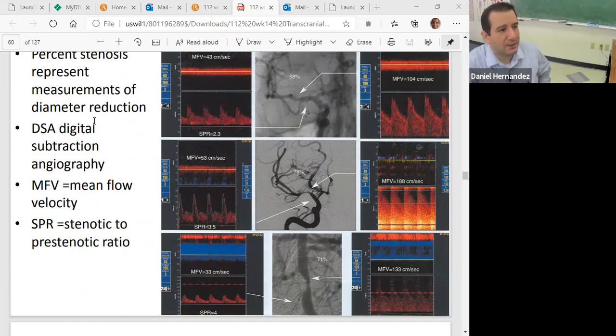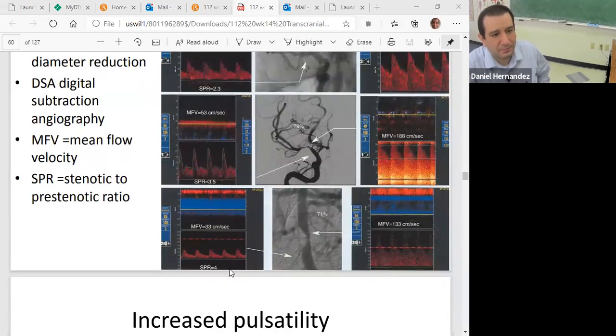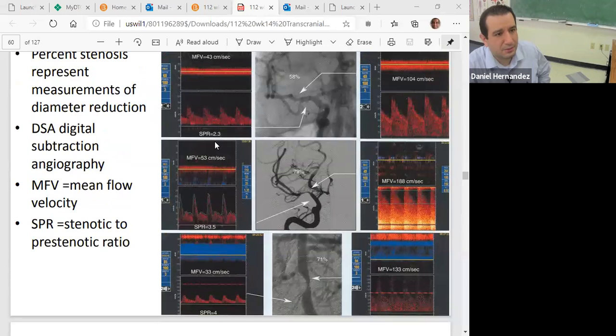So DSA is digital subtraction angiography. MFV is mean flow velocity. And SPR is the stenotic to pre-stenotic ratio. Our machines are going to calculate our ratios for us.